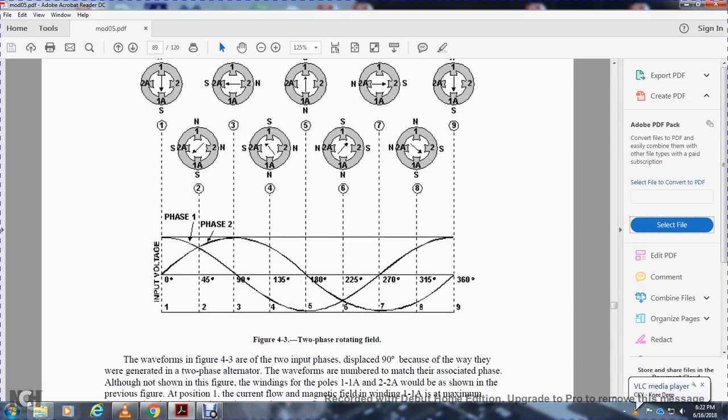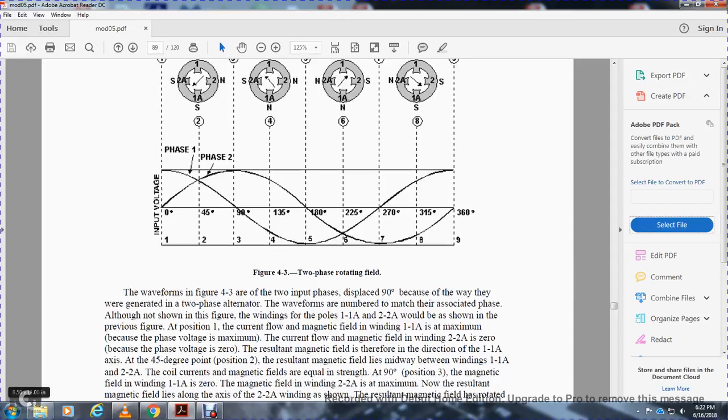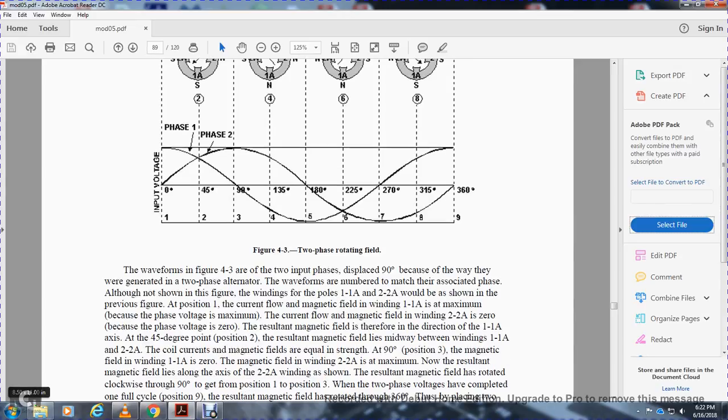Because of the way they are generated, the two-phase alternating waveforms are numbered to match the associated phase. Although not in the figure, the windings and poles of 1A and 2A would be shown as in the previous figure. At position 1, the current flow with the magnetic field in winding 1A is at the maximum because of the phase voltage. The current flow and magnetic field of 2A is 0 because the phase voltage is 0. The resultant magnetic field is therefore in the direction of 1A. At position 2, the resultant magnetic field lies at a 45-degree angle, midway between the windings of 1A and 2A, and the coil magnetic fields are equal in strength.